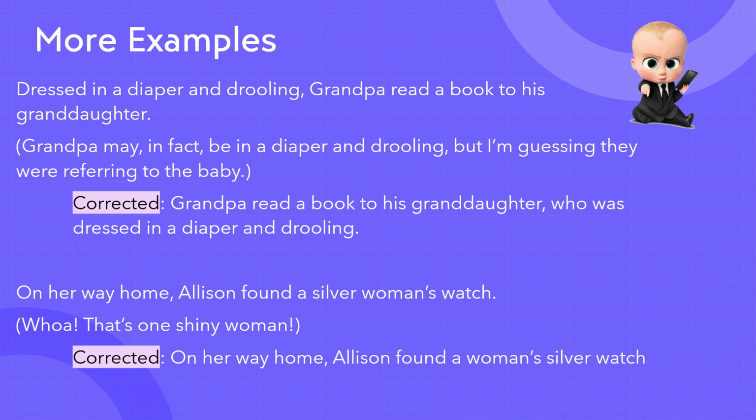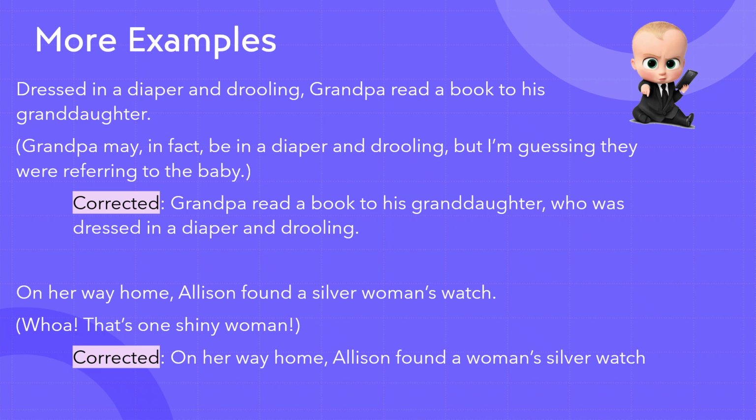Anyway, another example. On her way home, Allison found a silver woman's watch. Well, that must be one shiny woman. You get it? Because the silver woman, she's silver. Silver's kind of shiny.